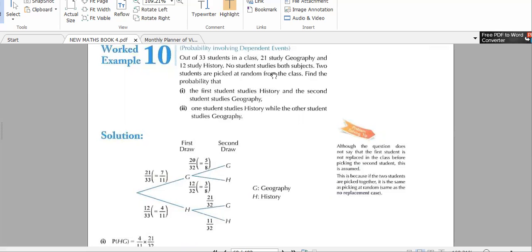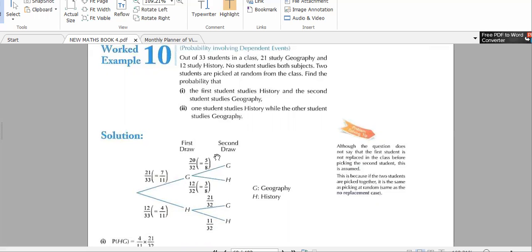There are 21 students who study geography, so the probability will be 21 over 33. You can see that one geography student has been chosen, so the number of geography students will be 21 minus 1, or 20. That is what the new probability will be, 20 over 32.